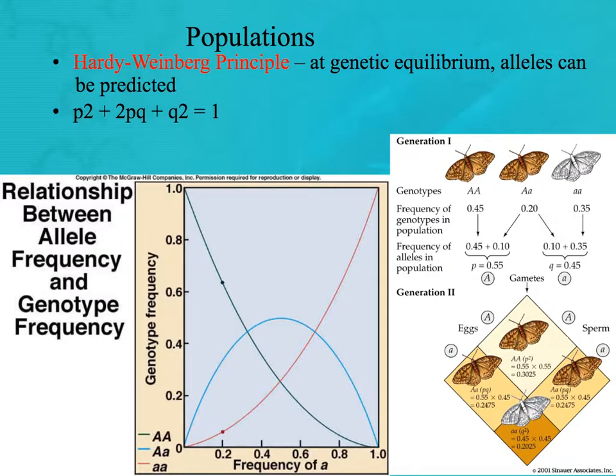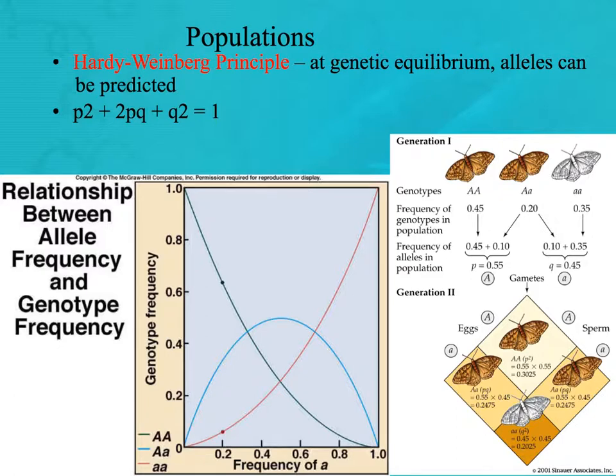The Hardy-Weinberg principle states that at genetic equilibrium, the alleles can be predicted. So this means that you can't have a major change in a population. But once a population has been stabilized for a couple of generations, what you can do is you can actually predict. And if you look over here, we have our typical Punnett square. And so if you plug in this equation, p squared plus 2pq plus q squared equals 1. I realize that the 2's here are not represented as squares, but that is indeed what it is. P squared plus 2pq plus q squared equals 1.